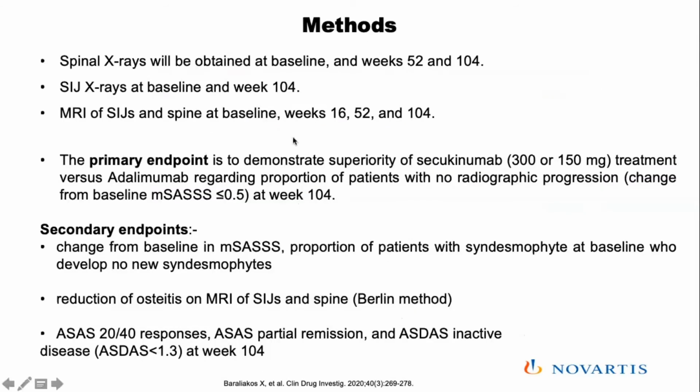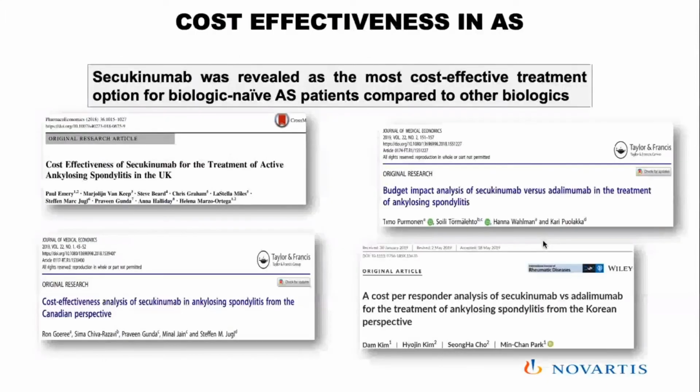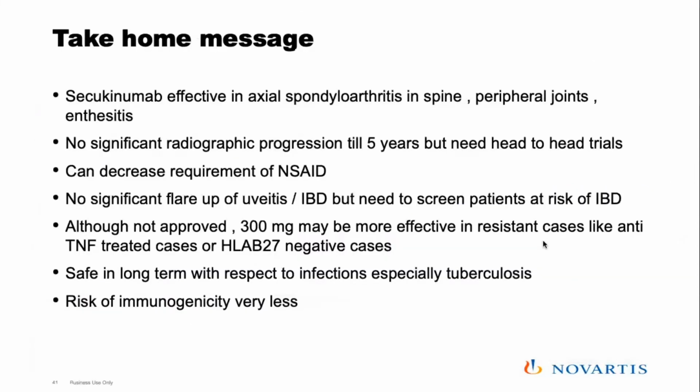This is a 2-year study. Spinal x-rays will be obtained at baseline, at week 52 and 104 weeks, and MRI of the SI joint and spine at 16 weeks, 52 and 104 weeks. So the trial results are still awaited. This will be very interesting data to know. Cost effectiveness: numerous studies have shown that secukinumab was the most cost effective treatment option for biologic naive patients as compared to other biologics.